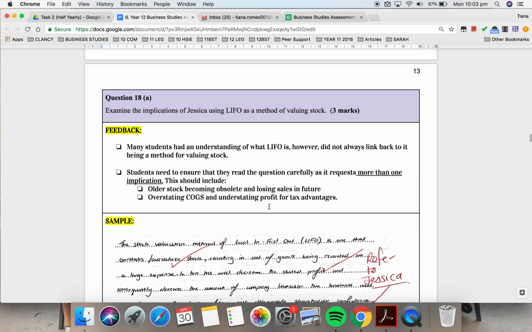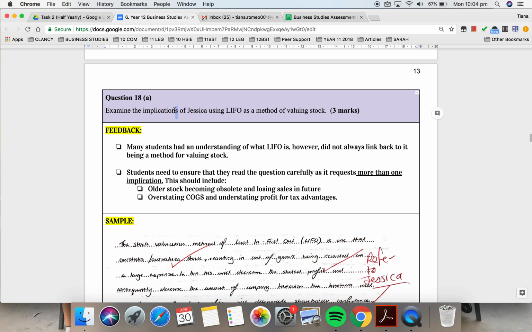So I was quite impressed with the amount of students who did know and were able to show their understanding of last in, first out, but didn't link back to valuing stock. Students need to ensure that they read the question carefully, as it requests more than one implication. You can see here, implications. What is the effect of Jessica using last in, first out as a way of valuing her stock? So you should have referred to these 2 implications or others.